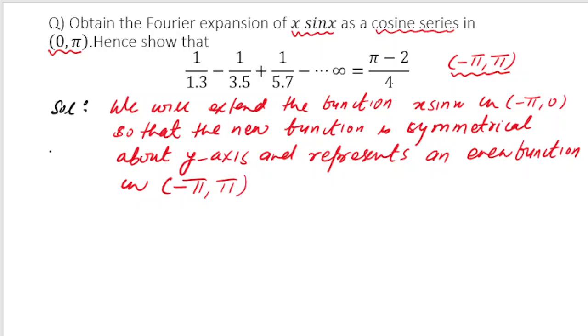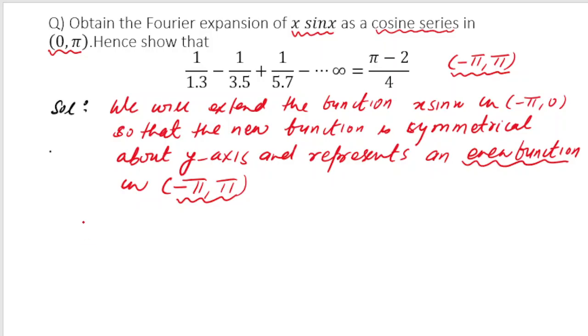Once we have written this, some of you might be thinking, do I need to draw the graph? No need to draw the graph. That much information is sufficient: originally the function is defined in 0 to pi. You have extended it to minus pi to pi, and for extension you have drawn the graph symmetrical about y-axis. So in the interval minus pi to pi, it now becomes an even function. You wanted an even function because you want to write the cosine series expansion.